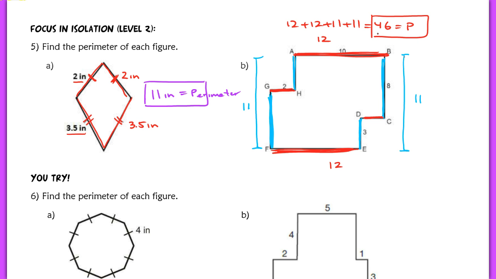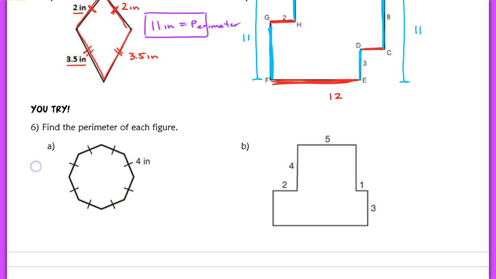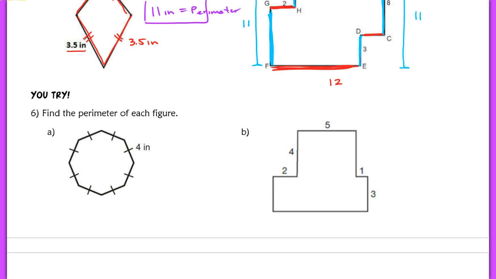Now I would like you guys to try 6A and B on your own. They are a little bit trickier, so go ahead and try that one, and then when you get your notes completely finished, we can go over those and check to make sure you did them correctly.